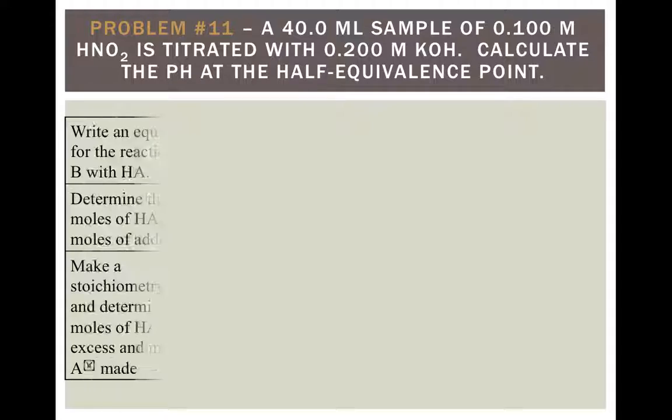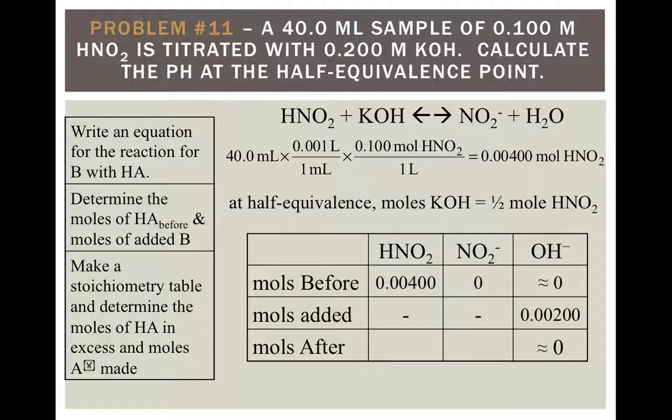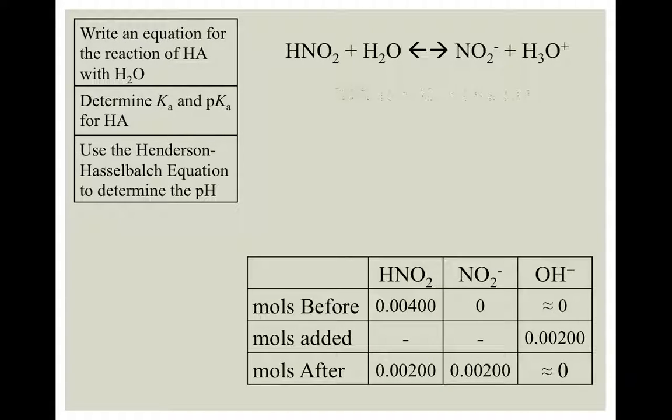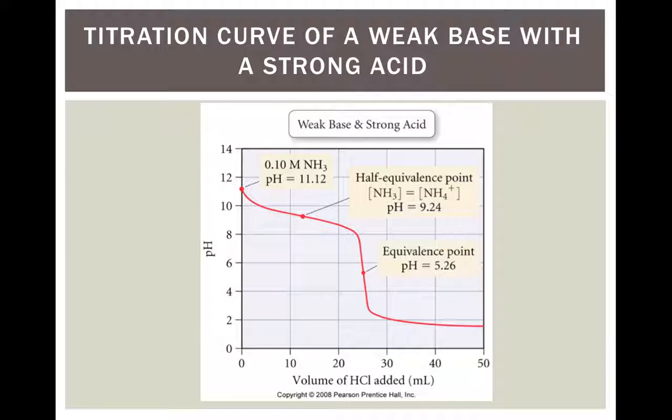So the halfway equivalence point, remember, is the pKa. We're doing the same thing. 40 milliliters, 0.004 moles. At half equivalence, the moles of KOH are half the moles of HNO2. So if it starts at 0.004 moles, the added is 0.002 moles. It's all neutralized. Do your change, and then you're going to use Henderson-Hasselbalch to figure out the pH at that point, which is 3.15, sorry.